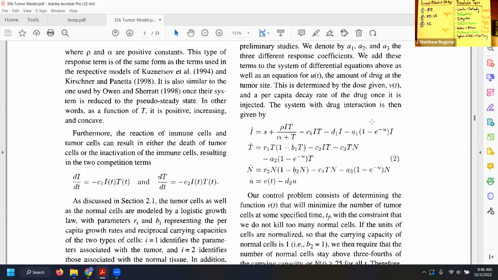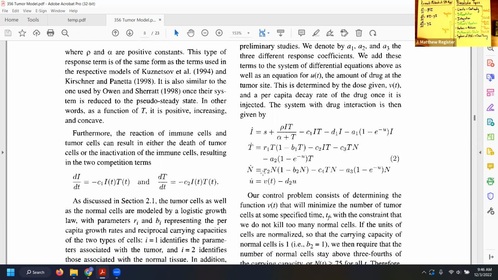And so this is the u of t is representing the amount of drug at the tumor site, essentially. And this term, for the first one, you can see that it is having a negative effect on the population of immune cells. For the second one, it's having a negative effect on the population of tumor cells. The third one, it's having a negative effect on the population of normal cells.